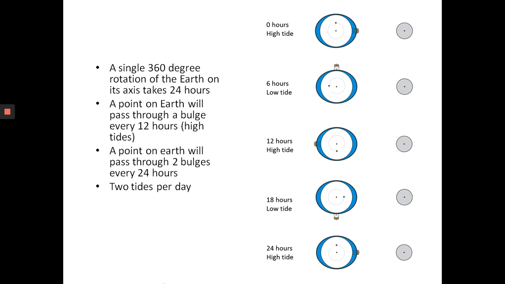So we all know a single 360-degree rotation of the Earth on its axis takes 24 hours. That's a day on our planet. Now, let's say you have a point on the Earth, a position on the Earth. I am drawing here a house on stilts. And at this point, the house on stilts is just above the water level, right? Let's say the time is 0 hours here, and during this time it is high tide because it is inside the bulge.